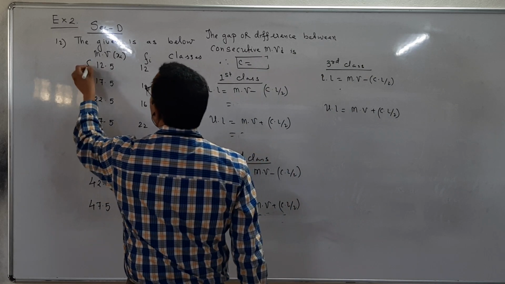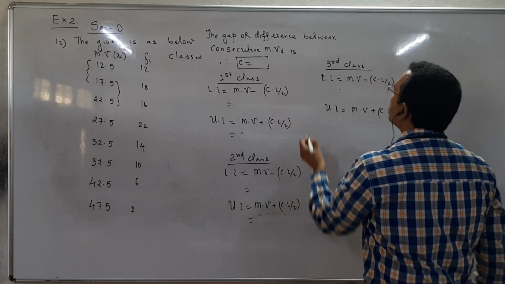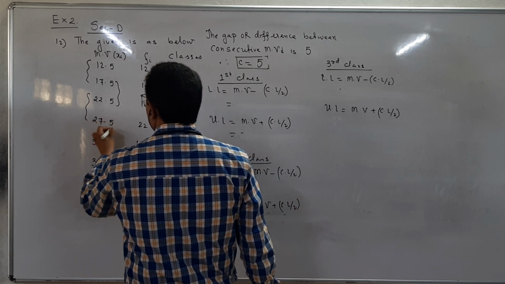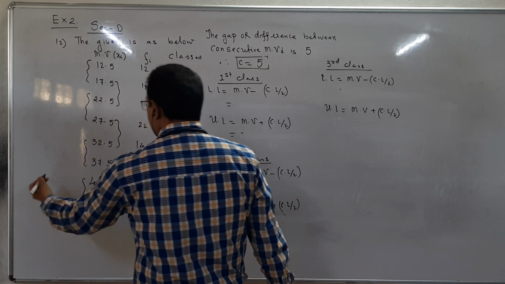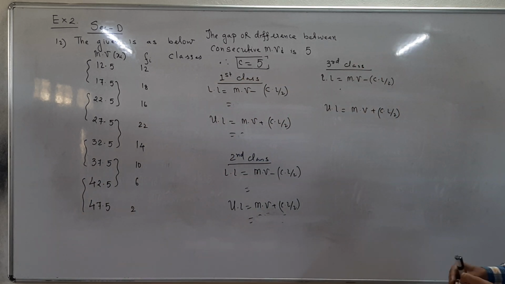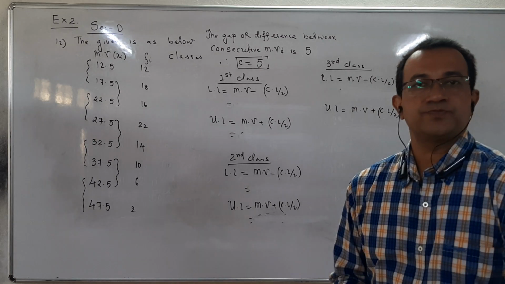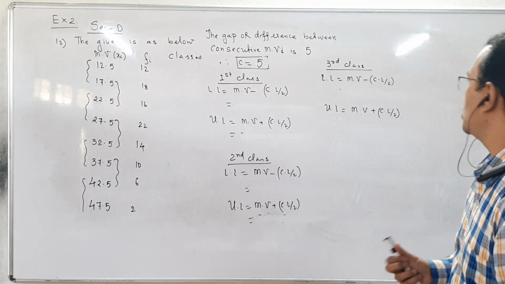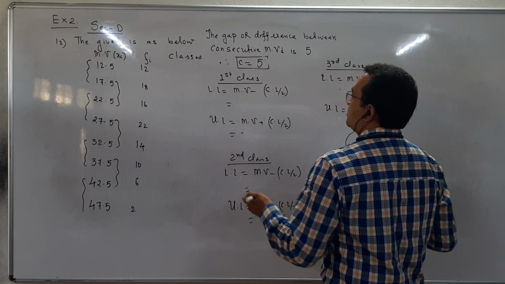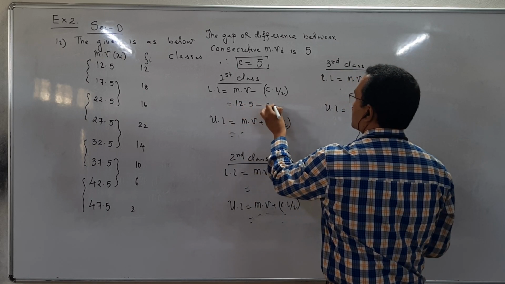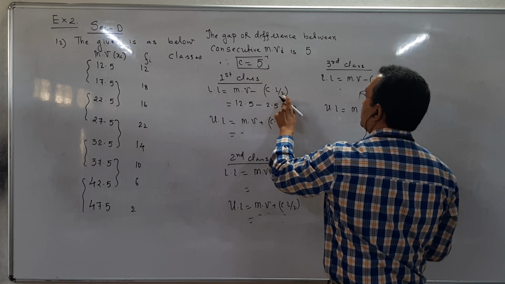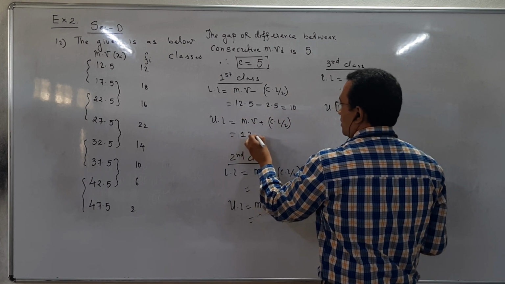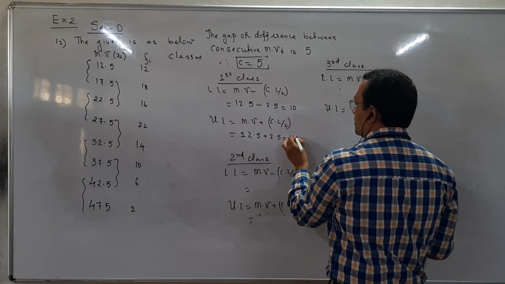Check the gap between two mid values is 5. Check pairs. Here also 5, here also 5, here also 5, here also 5, everywhere 5. So the class length is 5. Now, students, here also I am obtaining for 5 classes, remaining you can easily do on your own. Lower limit of first class is mid value minus half the class length. 5 divided by 2, 2.5. 12.5 minus 2.5 is 10. Here, 12.5 plus 2.5, so 15.